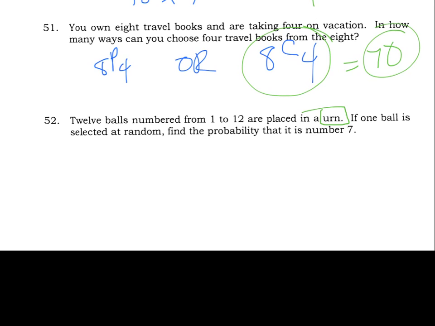12 balls numbered 1 through 12 are placed in an urn. 1 is selected at random. What's the probability that it's a 7? Well, guess what? There's only 1 ball that has a 7 on it, and there's 12 possible outcomes. It's 1 out of 12. So that's pretty straightforward probability.